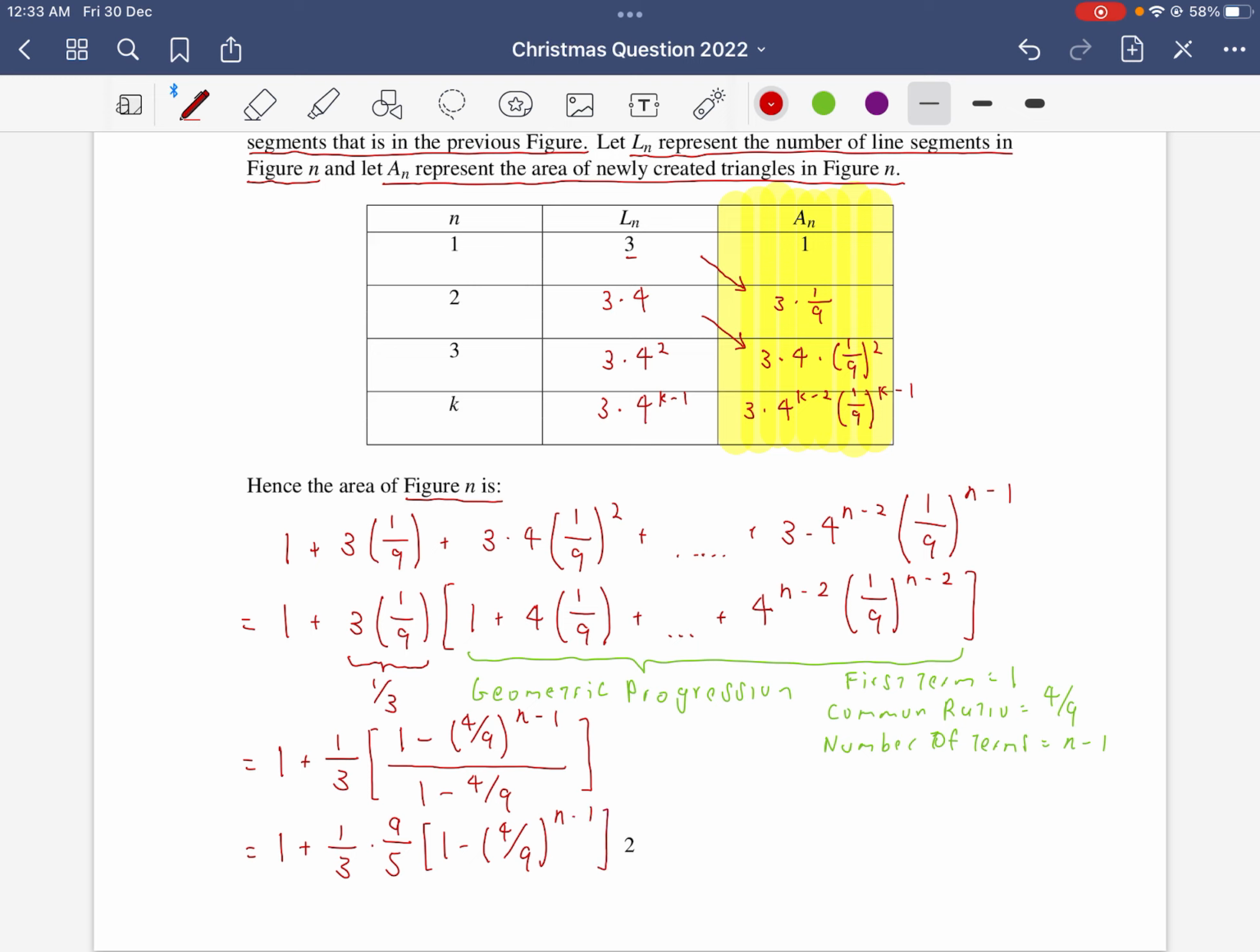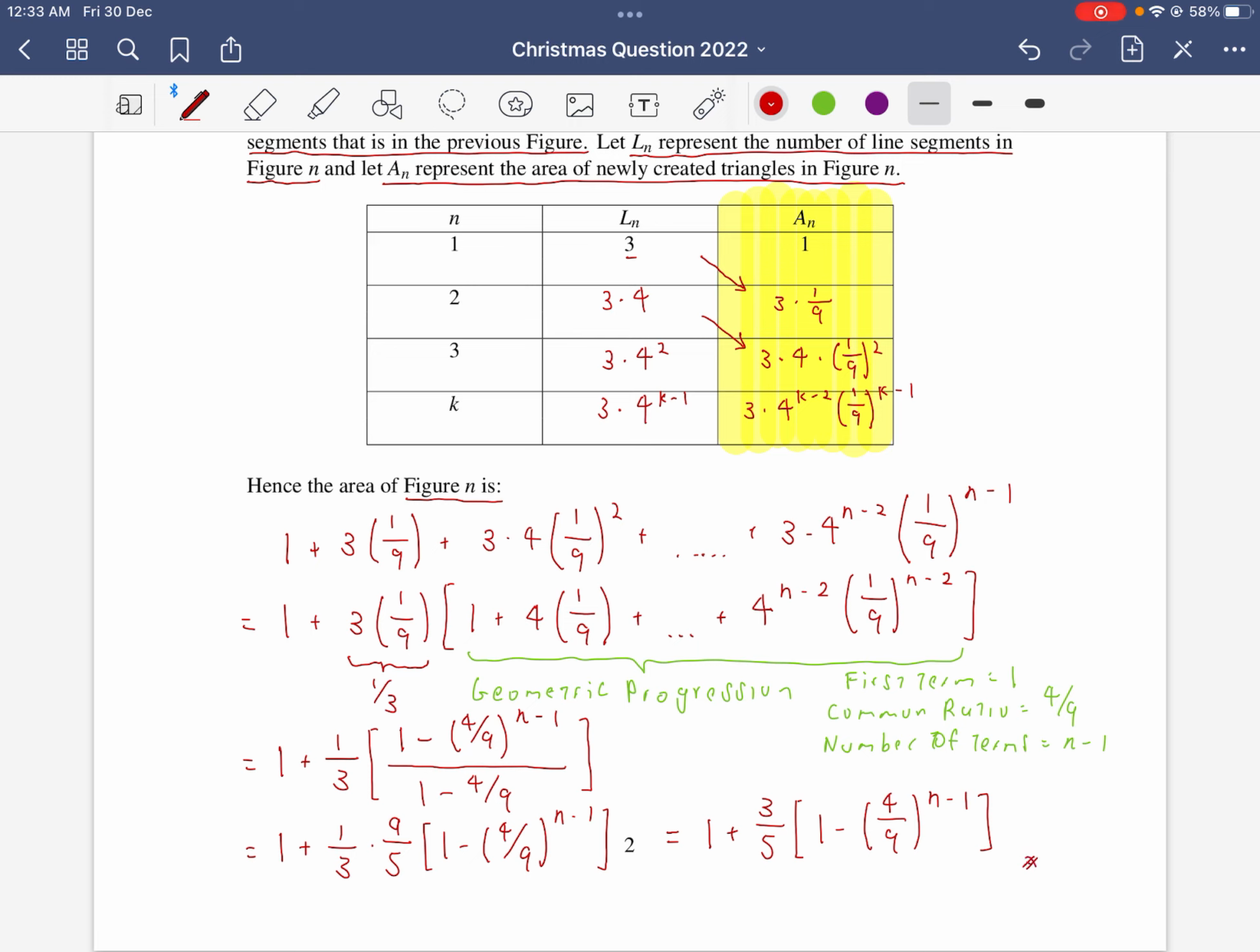We're almost there. It's pretty straightforward now. We can actually simplify this a little bit more. We obtain our final answer of 1 plus 3/5 multiplied by 1 minus 4 over 9 to the power n minus 1 as our area of figure n.